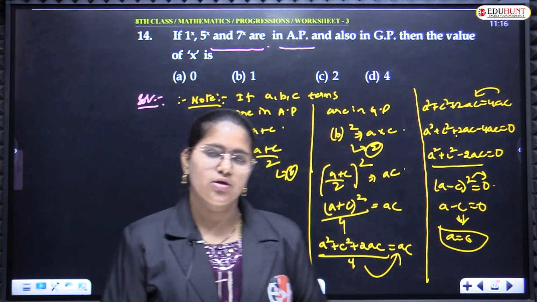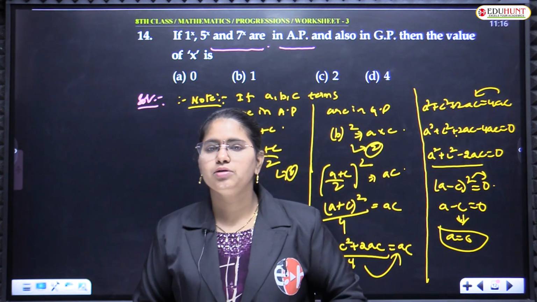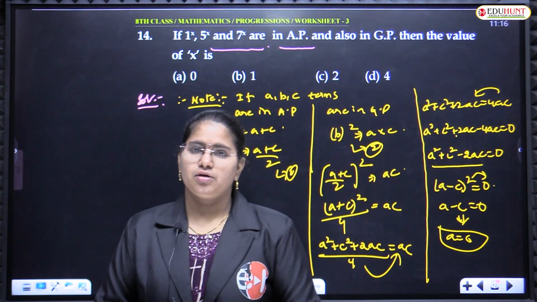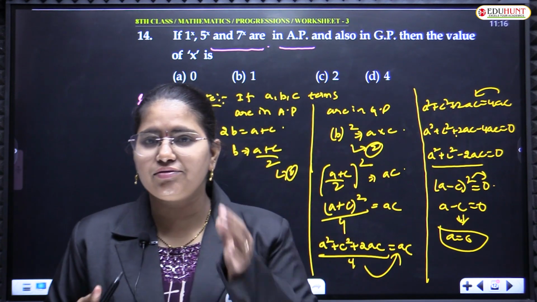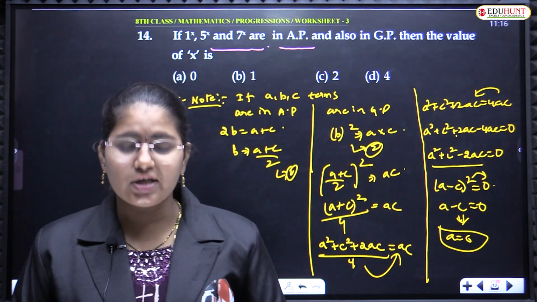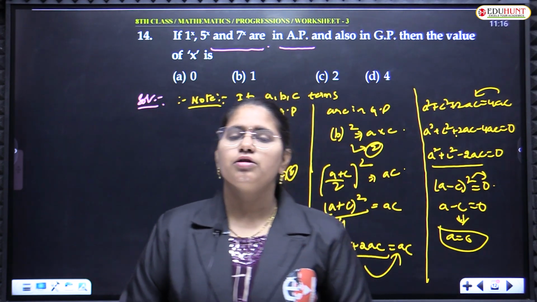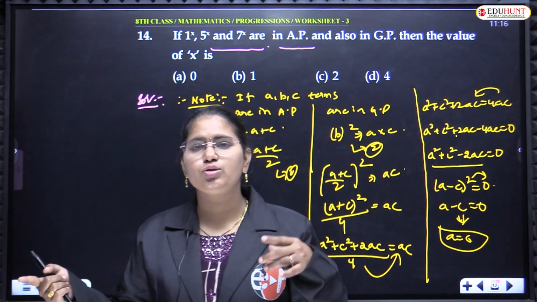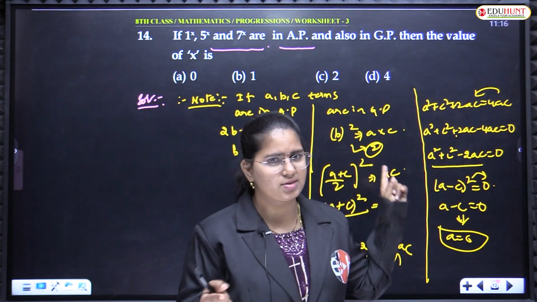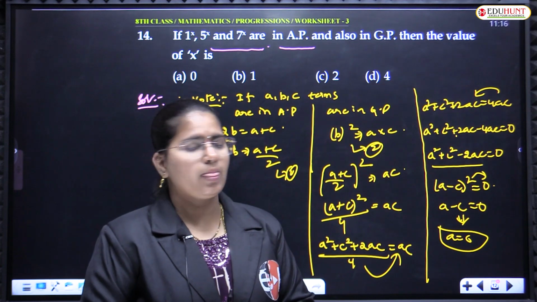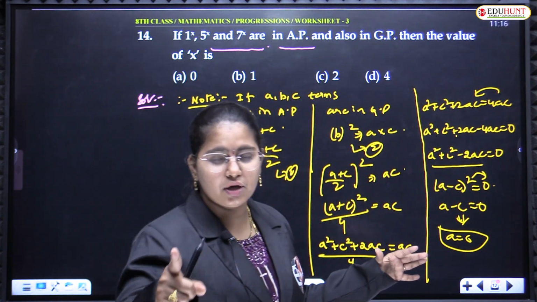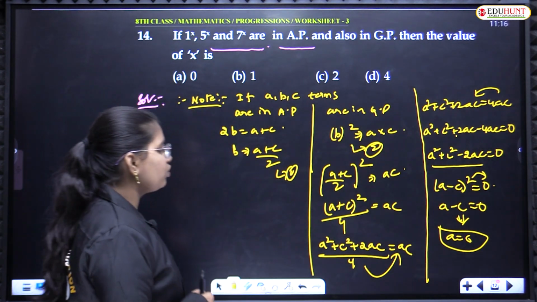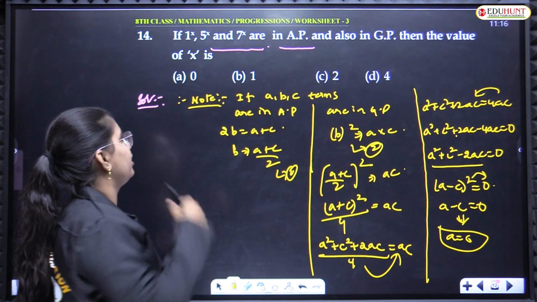A beautiful result. What we derive from this result is that if any three terms A, B, C are in GP, and at the same time these three terms are in AP, then the first term is always equal to the last term. A is equal to C. Here I have taken C as the last term and A as the first term. Both will be equal whenever those three terms are in both AP and GP.